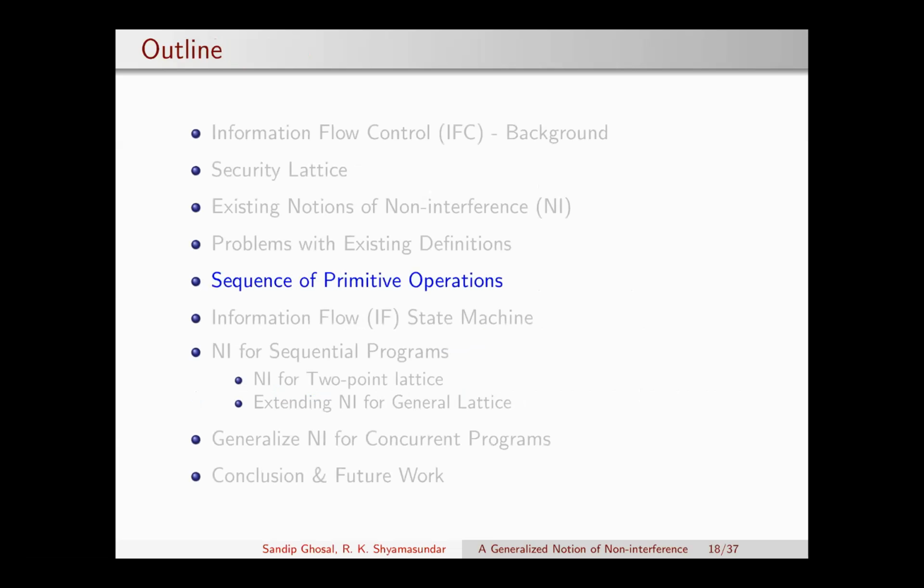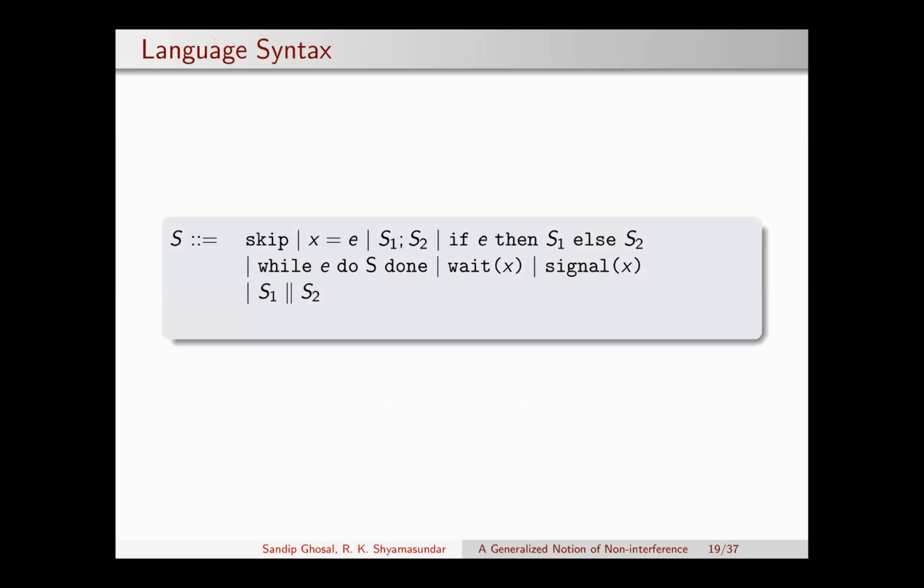Next, we shall discuss what we mean by primitive operations. Consider the language syntax shown in the slide. The sequential part of the language is the syntax of a simple while program. Wait and signal are the usual mechanism for process synchronization, and S1 parallel S2 denotes concurrent composition of two statements.